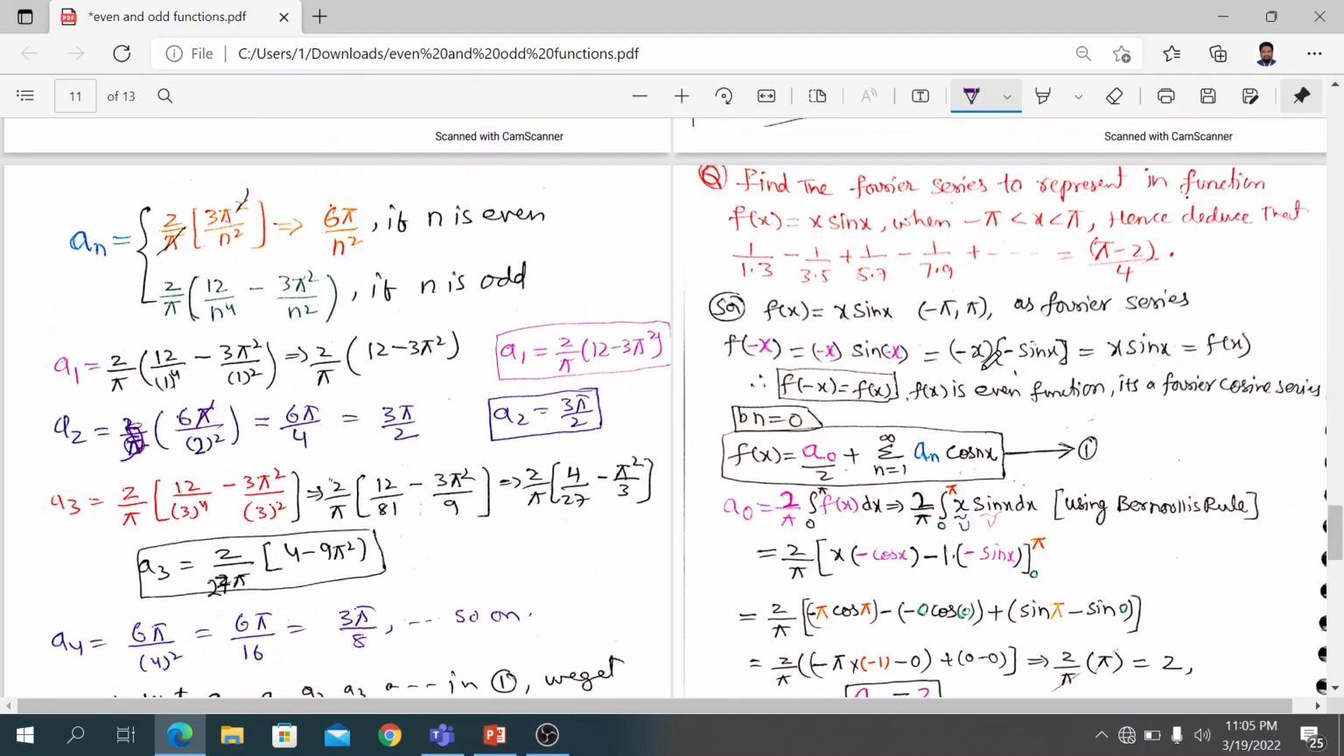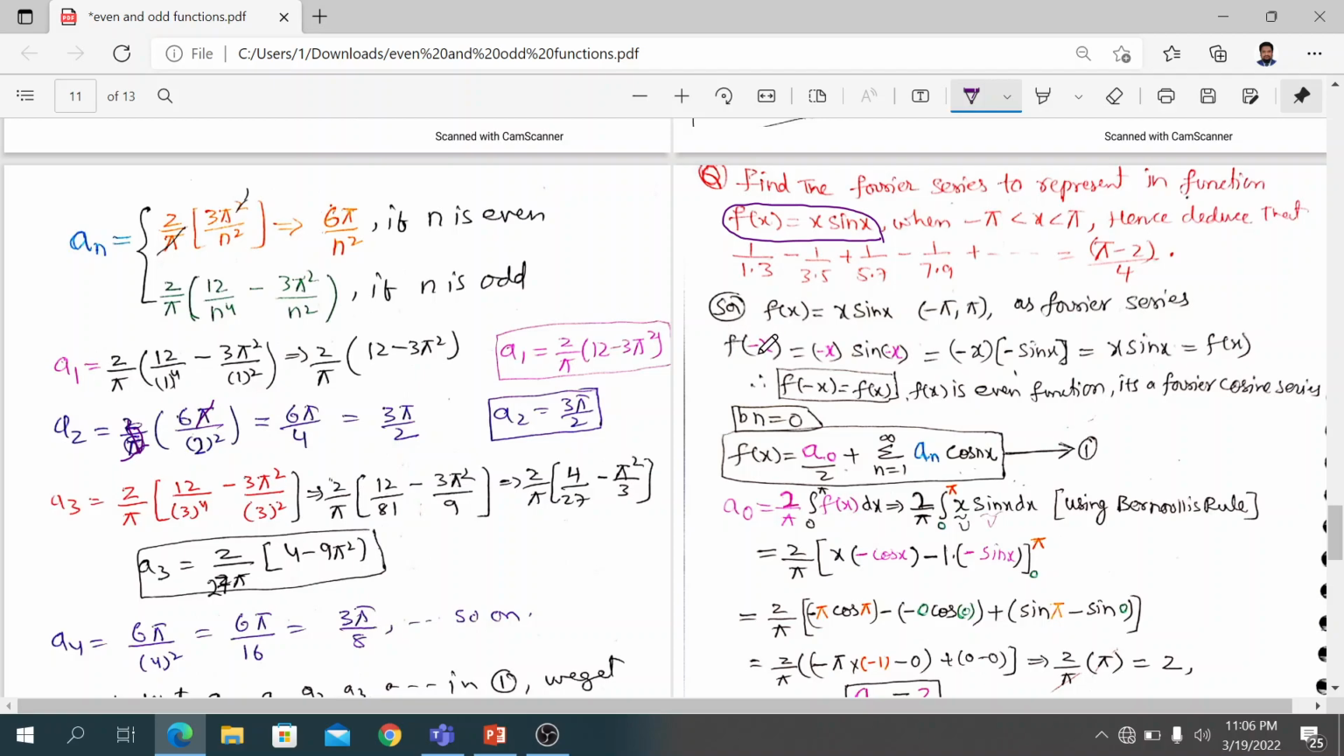Now next question: find the Fourier series to represent the function, this one, this is our function, x sin x between minus pi to pi. Hence deduce that 1 by 1.3 minus 1 by 3.5 plus 1 by 5.7 up to infinity equals pi minus 2 by 4. Now this is f of x in Fourier series.